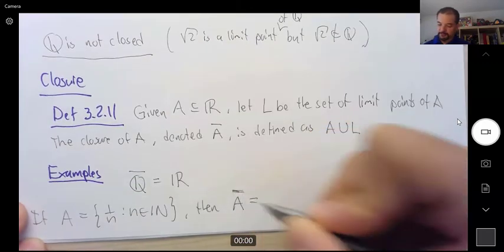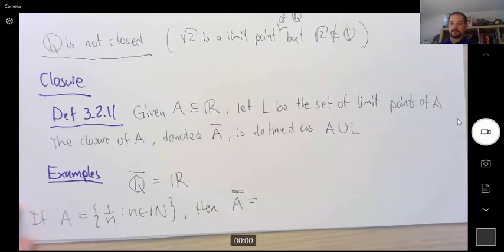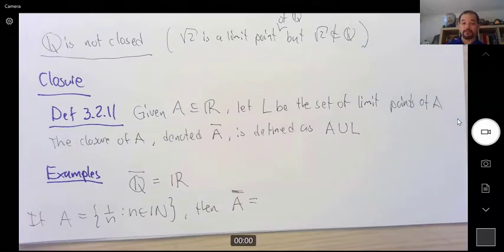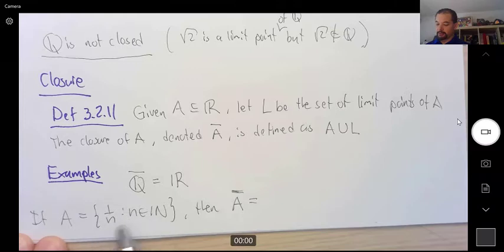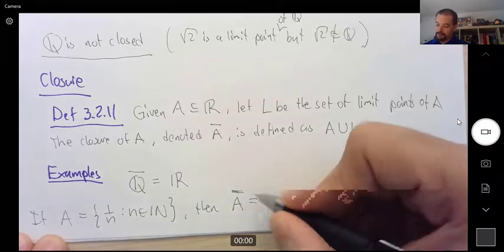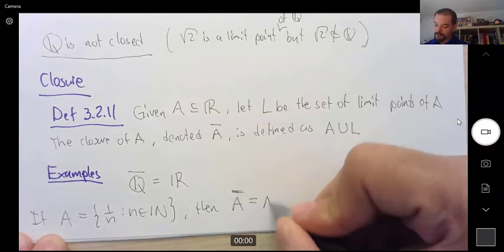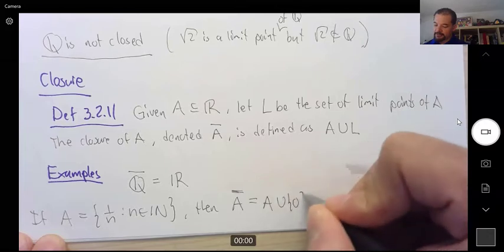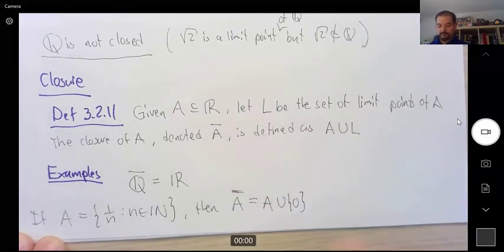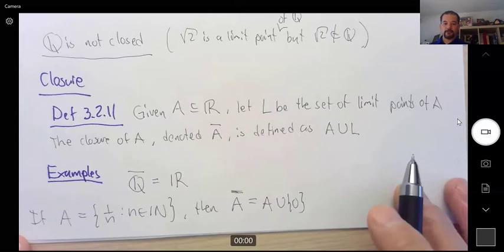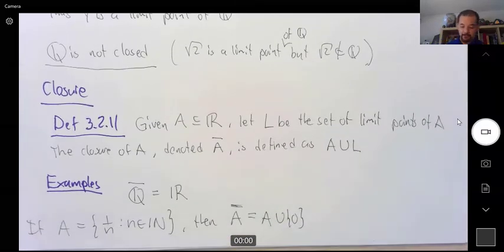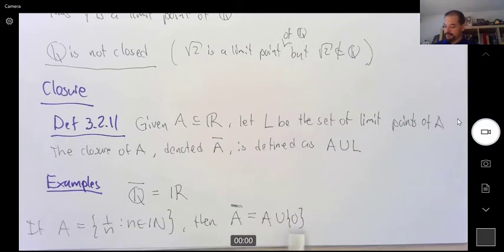What is the closure? All the points were isolated, remember, and we only had one limit point. The only point that was a limit point was 0. 0 was the only limit point of elements in here. So the closure of A is just A adding 0. We just need to add one point, and that makes it happen. So this is actually a closed set.